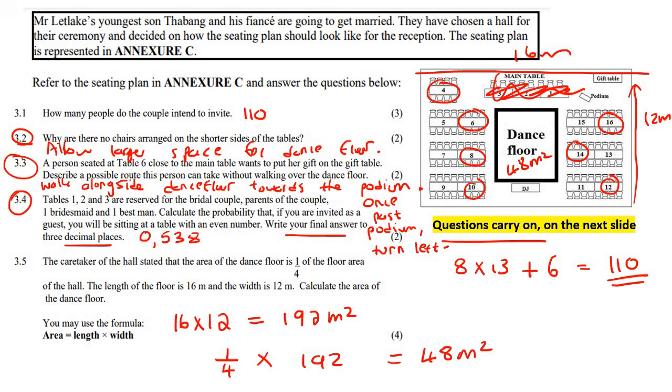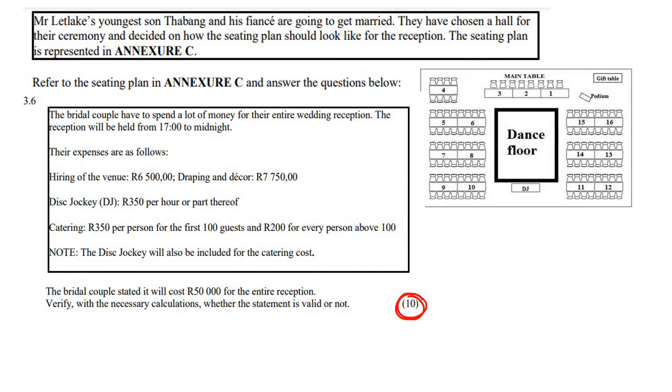So that is the area of this dance floor. Okay, so here's the big 10-mark question. So it says the bridal couple have to spend a lot of money for their entire wedding reception. Oh, we're inviting 110 people. The reception will be held from 5 o'clock until midnight. The expenses are as follows.